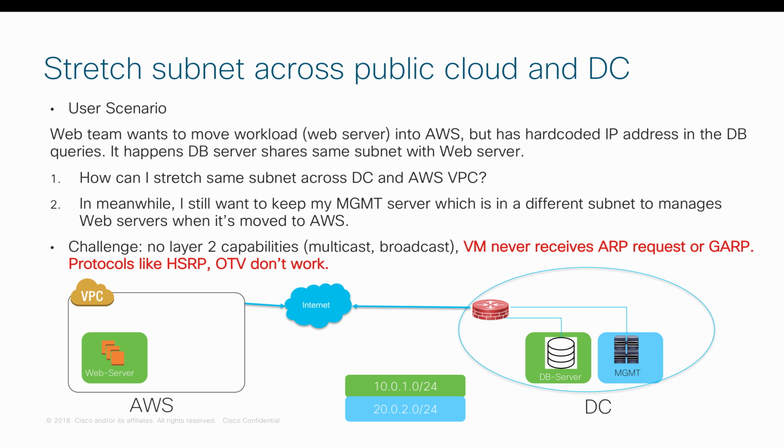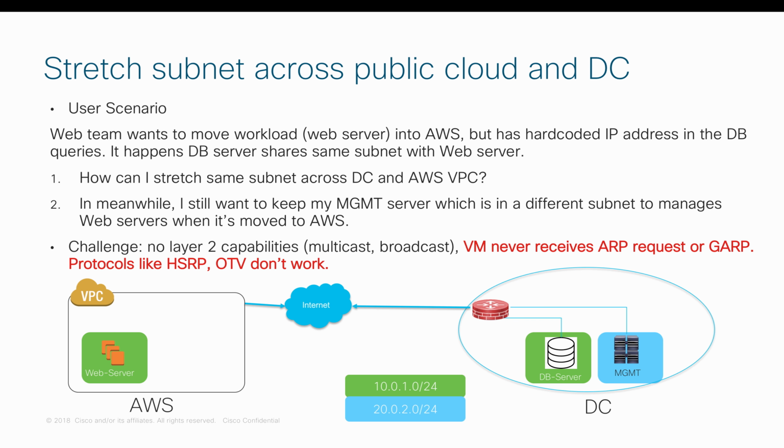It is because the cloud infrastructure is hijacking the ARP request, and it will respond to the ARP request. So from a VM standpoint, it doesn't receive the ARP request. And also, it will never receive a gratuitous ARP. And gratuitous ARP is often used in a lot of protocols like HSRP, like when you want to refresh the MAC table of the client VM. Typically, the router will send out the gratuitous ARP, but it doesn't work in the cloud.